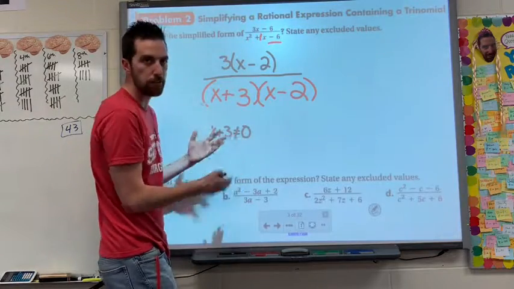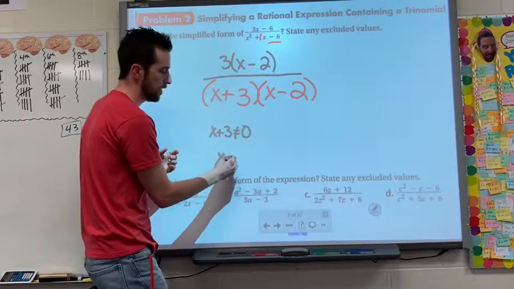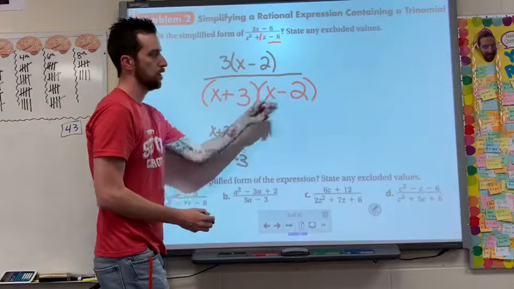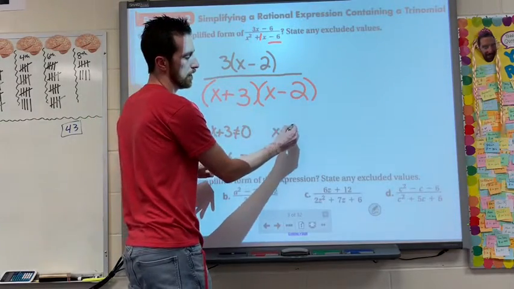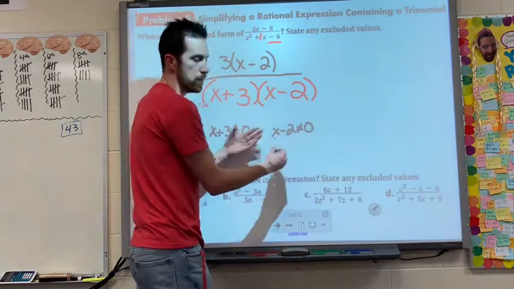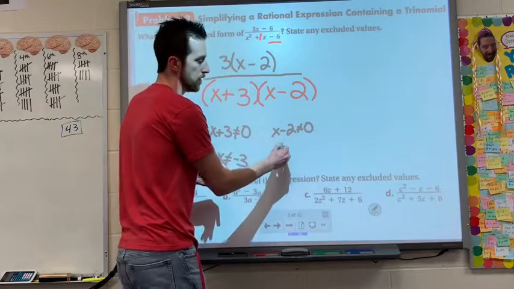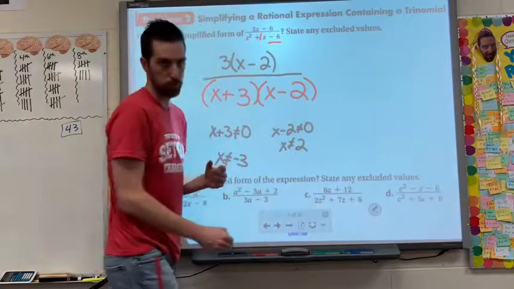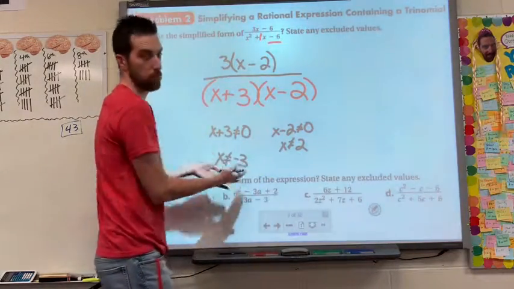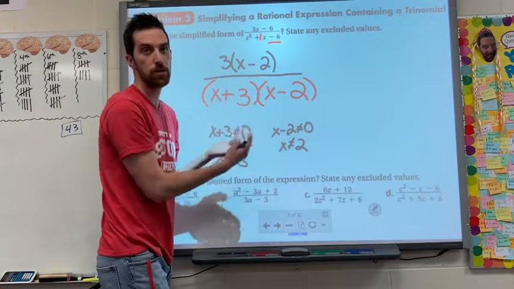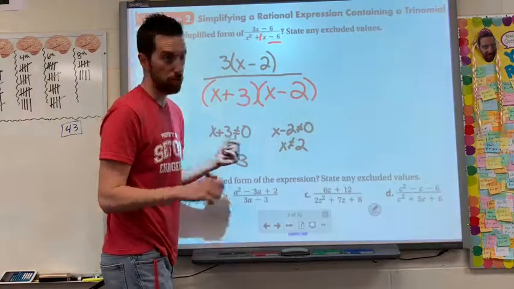So if we subtract the 3, then we know x cannot equal negative 3. Also, x minus 2 cannot equal 0. So you add 2 to both sides, so x cannot equal positive 2. You can't put in 2 or negative 3 into the original equation because that denominator will give you problems.